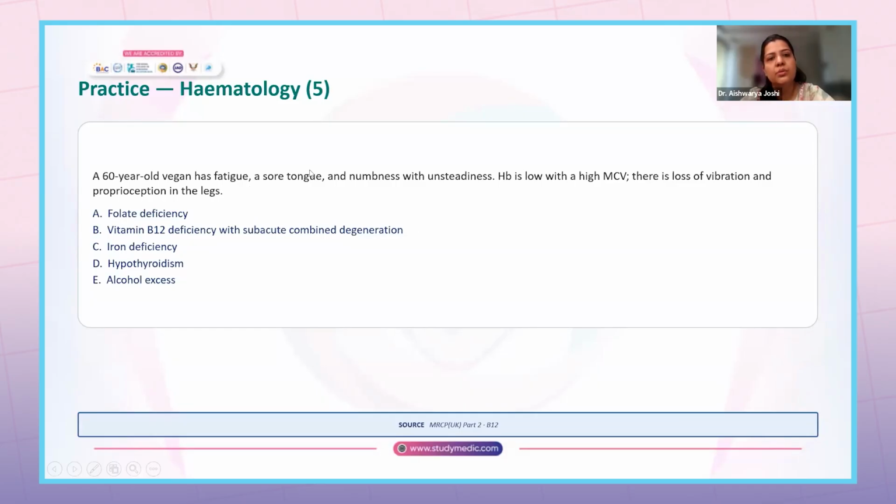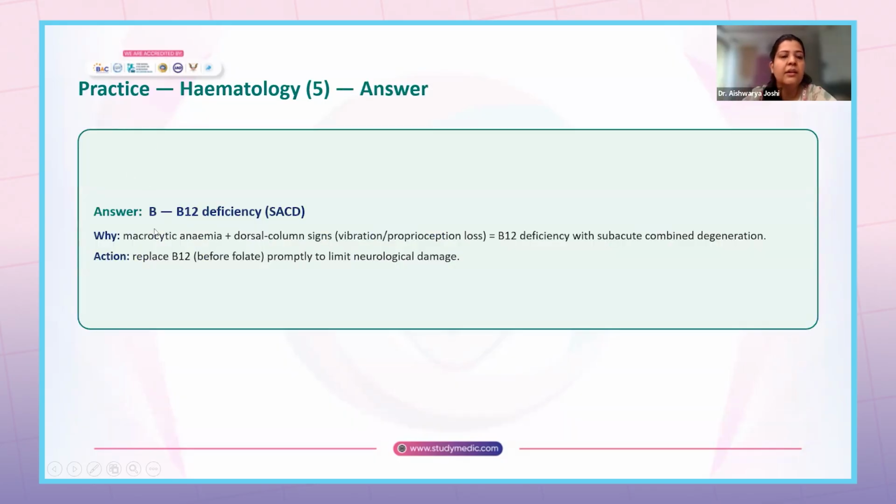There is fatigue, sore tongue, this indicates glossitis, numbness with unsteadiness. Unsteadiness indicates ataxia, which is a sensory feature. Numbness, again a sensory feature. And this is associated with both alcohol excess and B12 deficiency. Here it is B12 deficiency due to subacute combined degeneration, where there is macrocytic anemia, dorsal column changes.